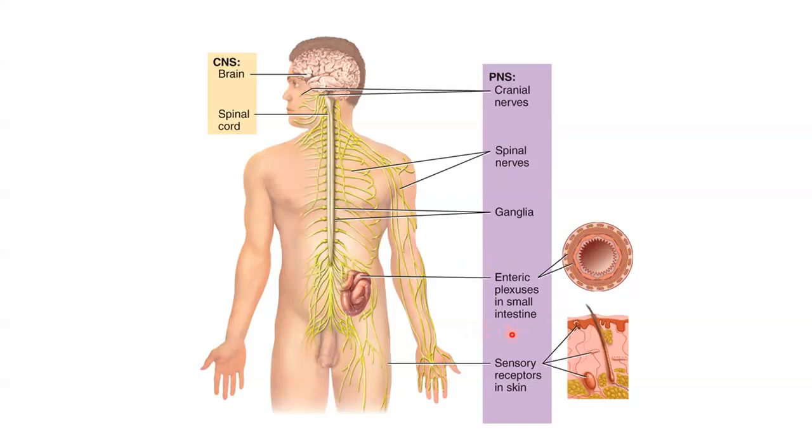Enteric plexuses, which are networks of neurons located in the walls of the organs in our gastrointestinal tract. And then also various sensory receptors, which are the structures that monitor those internal and external changes in the environment, and include things like touch receptors in the skin, photoreceptors in the eye, and olfactory receptors in the nose.